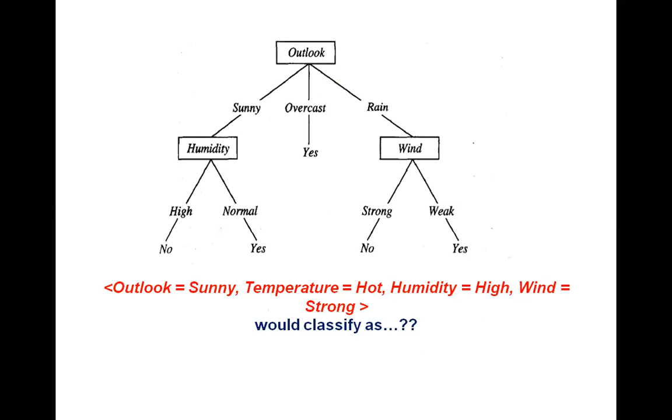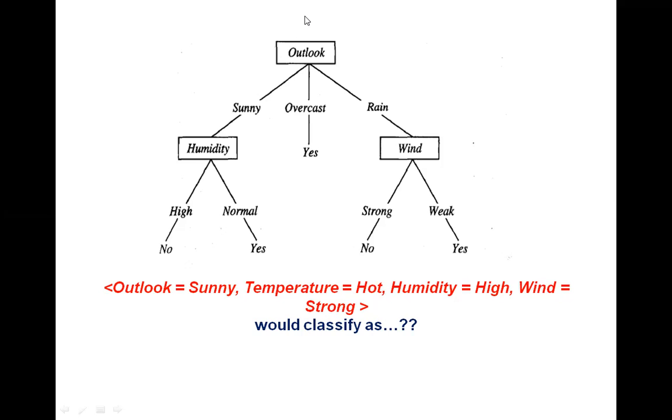So the tree has already been constructed. Fine. Now I will get a new query. Outlook is equal to sunny, temperature is equal to hot, humidity is equal to high, wind is equal to strong. If this is the condition, what is the result?